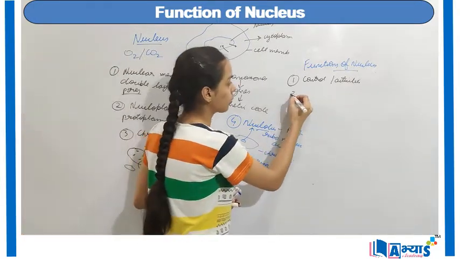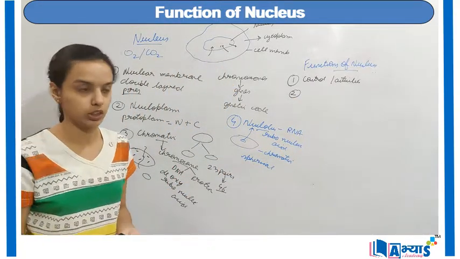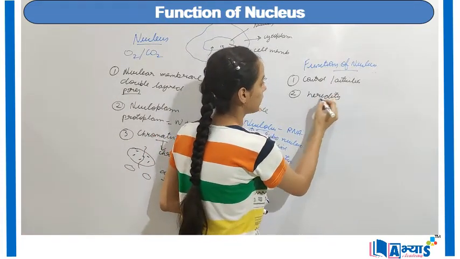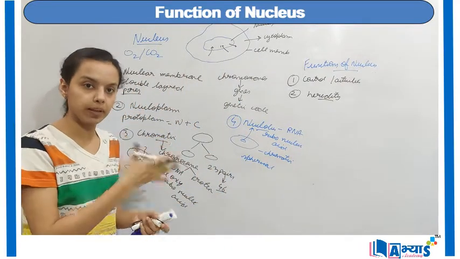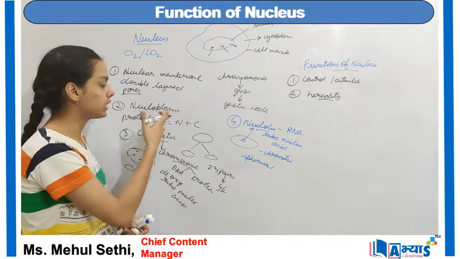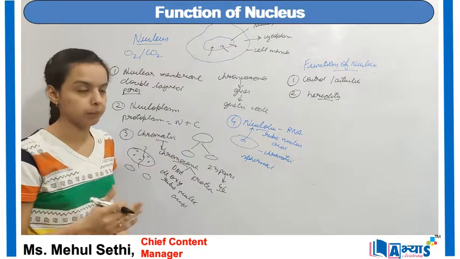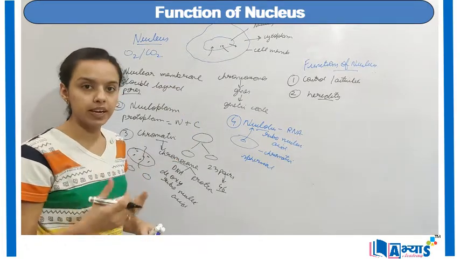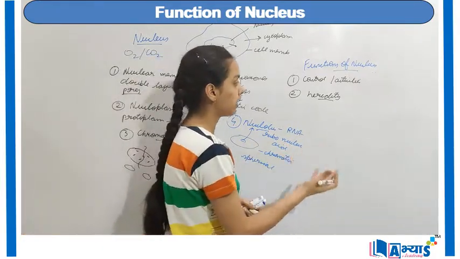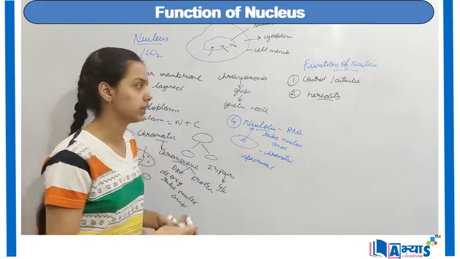Now we can say that the nucleus has one more function: transfer of characters from parents to the next generation. That is known as heredity. So heredity is the transfer of physical characters from parents to the next generation, which is done with the help only of the nucleus, because the nucleus contains the chromosomes, and chromosomes contain the genes which have the genetic material. By the word heredity, we mean that the child may have the features of the father or the mother. For example, if the mother has curly hair, then maybe the child also has curly hair.